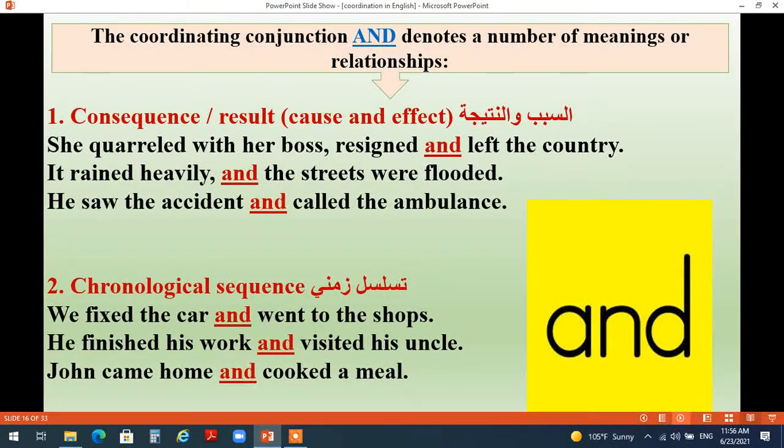In the second example, it rained heavily and the streets were flooded. So, as a result or as a consequence of raining heavily, the streets were flooded. He saw the accident and called the ambulance. Here again, as a result or as a consequence of seeing the accident, he called the ambulance. So in these three examples, and is used to express a relation of consequence or result or cause and effect. Number 2, and can be used to express a chronological sequence.